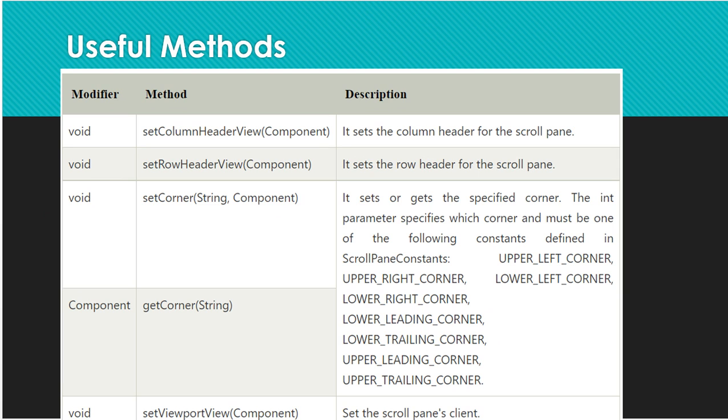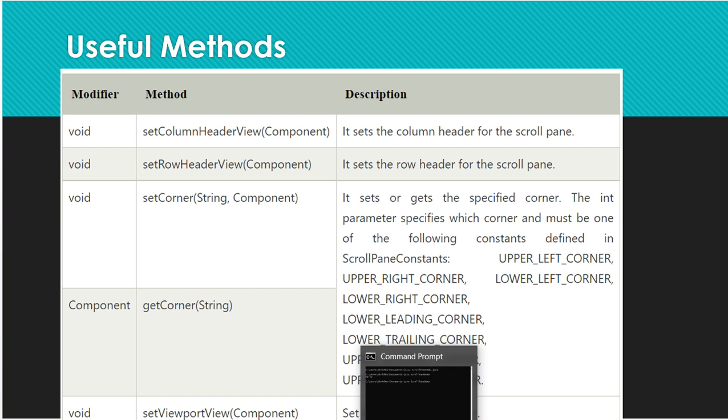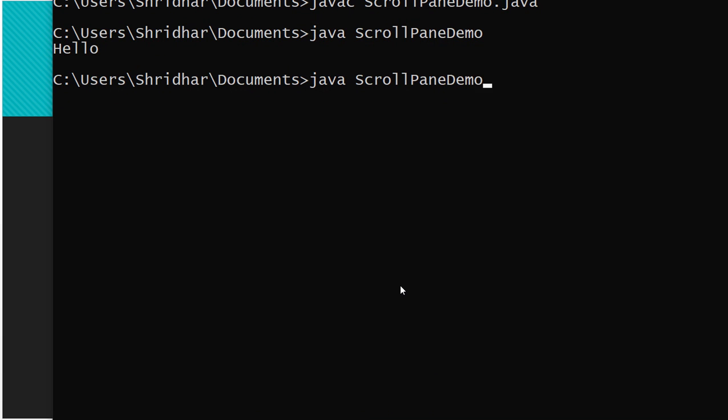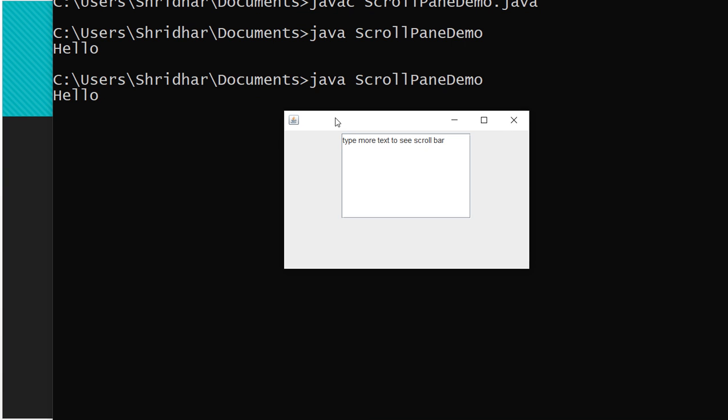Now, without wasting time, let's understand this with the output first, then we can show the code, which I have already created. See, now I will show this. You are seeing the rectangular area, right? So what is presently appearing on the output window? There you are getting "type more text to see scroll bar". If you type more text, you will get the scroll bar.